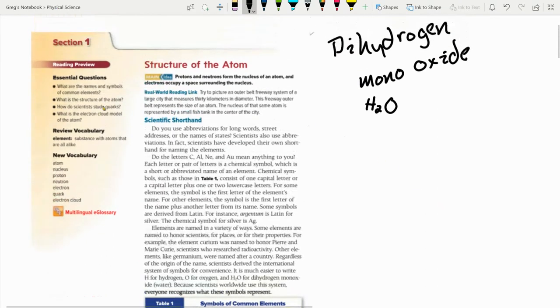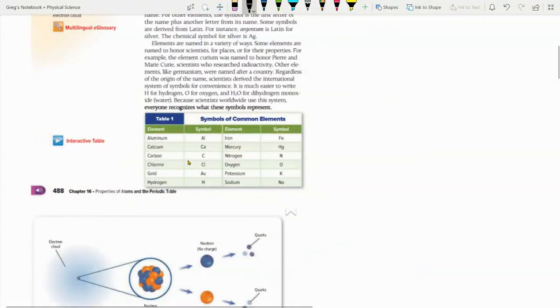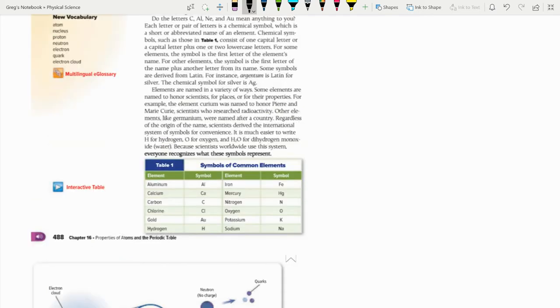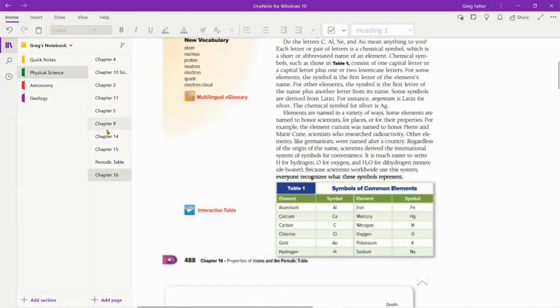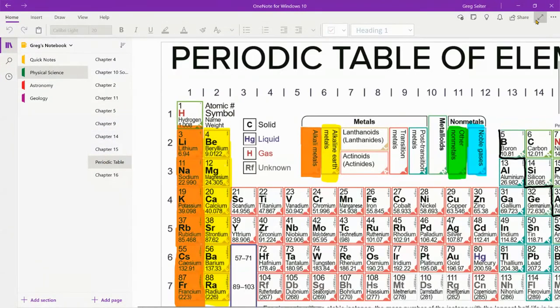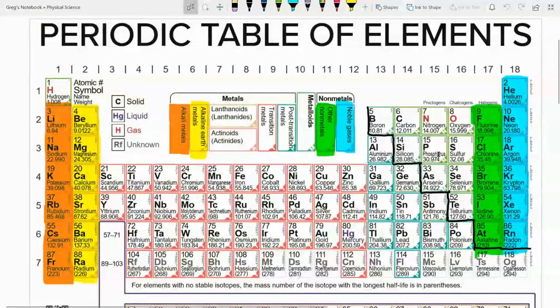Now, number one here, what are our essential questions? What are the names and symbols of the common elements? Right here they are. Aluminum, the symbol is Al. Calcium, Ca. Carbon, C. And so on down through here, all right? So if we look at the periodic table, you'll notice that each element has a symbol. Boron is B, that's simple.